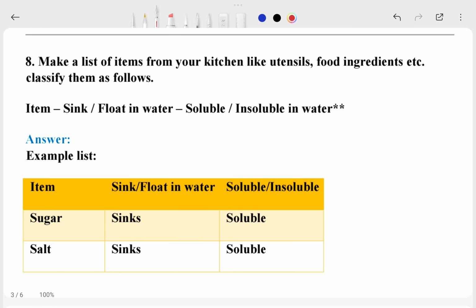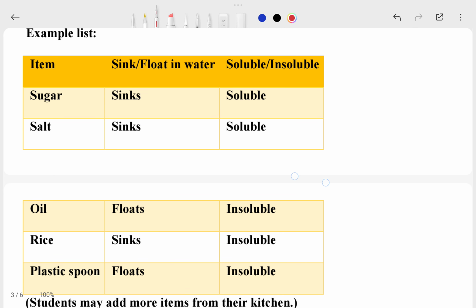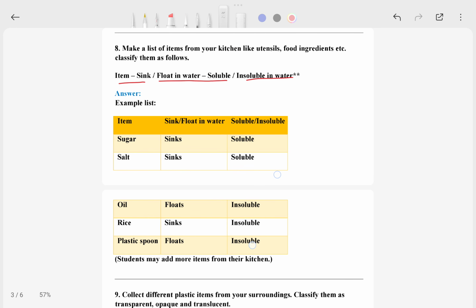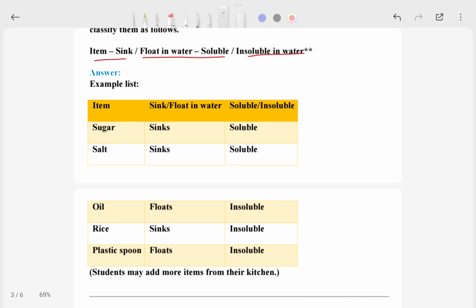This is your eighth question. Make a list of items of the kitchen like sink, floating, water soluble and insoluble. Okay, so the item names are given, like sugar, salt, rice, plastic spoons. They are sink or float, soluble or insoluble. So these are the answers. You can make this one. Okay, if you want to make this, you can make all of this. Once look at this. Okay, is it clear?